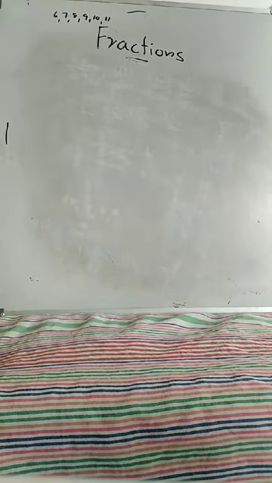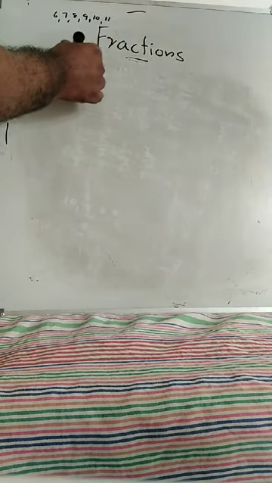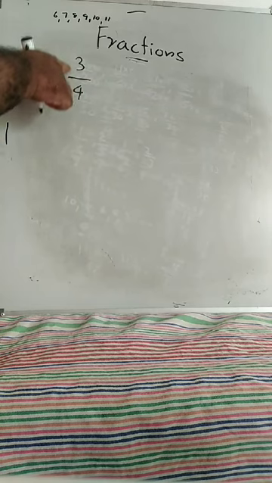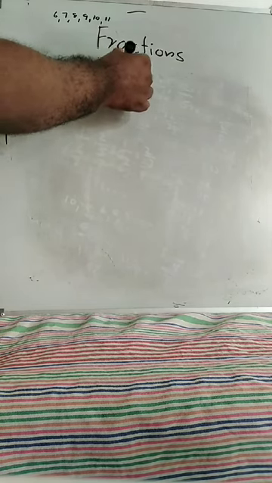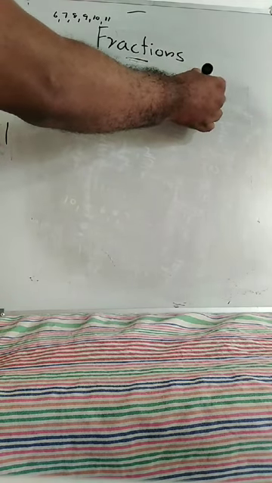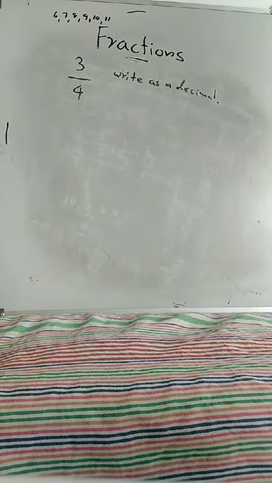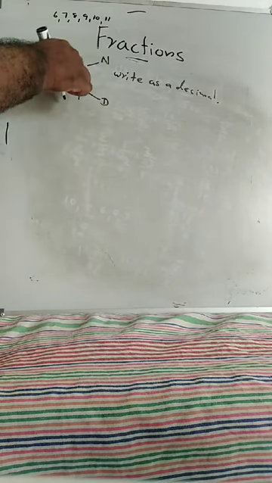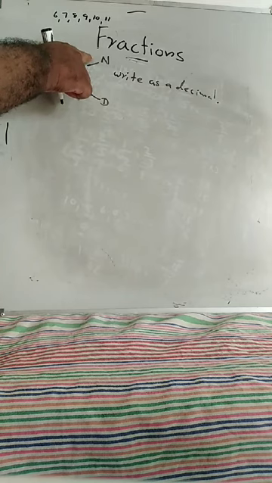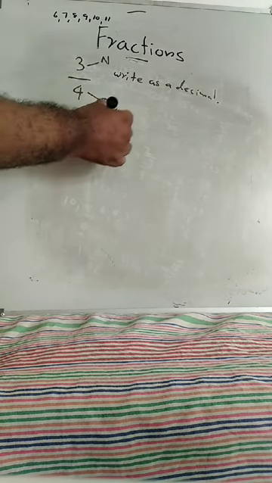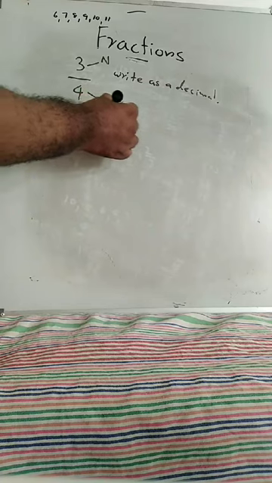Then another one, you should know this. 3 upon 4. Here this is a fraction. Write as a decimal. Then how can we write this as a decimal? You know this is the numerator, this is the denominator. To make a fraction into a decimal, the numerator should be divided by the denominator.